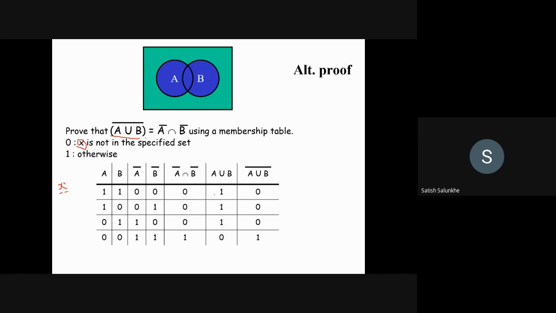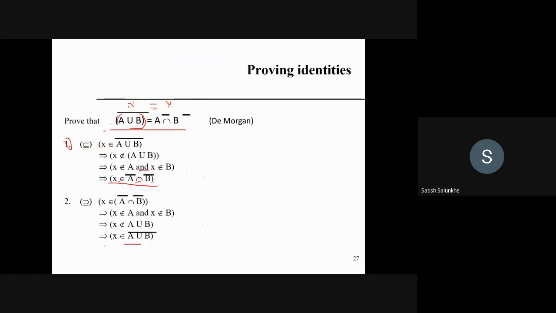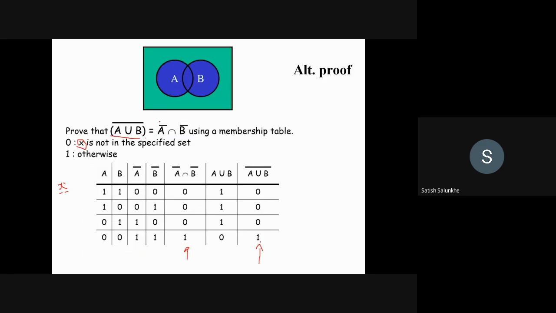And you take the complement of this, you get this. And you take the intersection of this, you get this. So by looking at this column and by looking at this column, you can easily prove the left hand side is equivalent to the right hand side. This is another way you can prove the equality. Either you can prove it with the help of this derivation, or you can prove it with the help of a membership table.